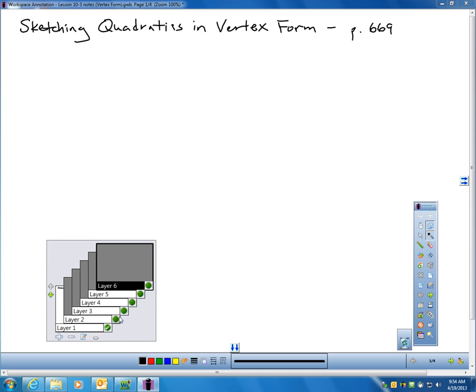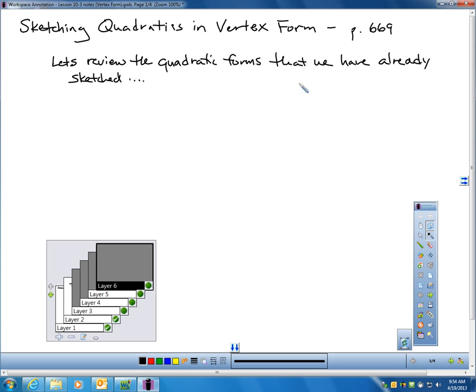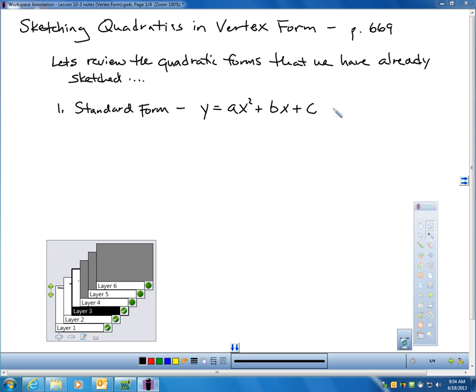All right. Let's quickly review the types of quadratic forms that we have already sketched. Remember, we started the chapter off in sections 10.1 and 10.2, and we were working with sketching in standard form. All right. y equals ax squared plus bx plus c. Now, a, b, and c all have particular meanings.